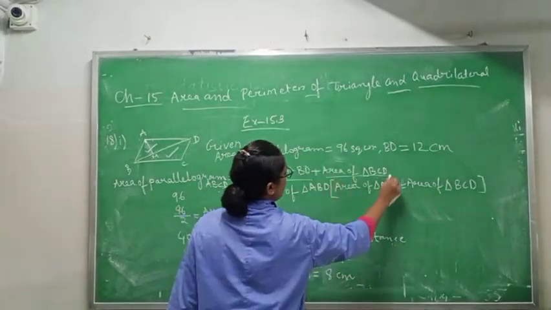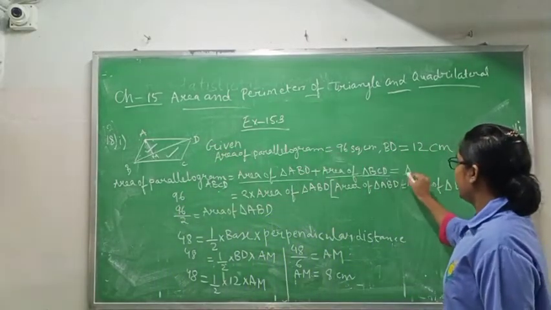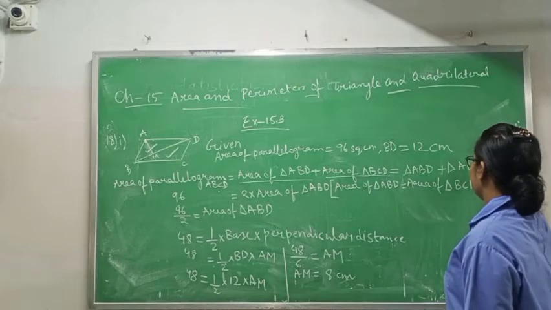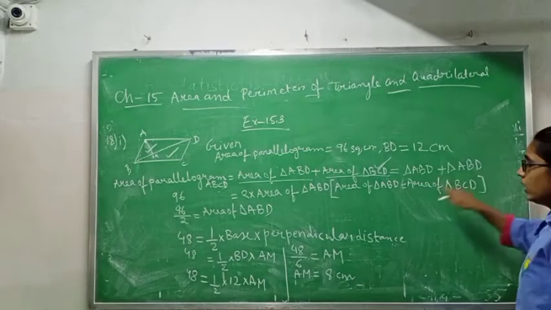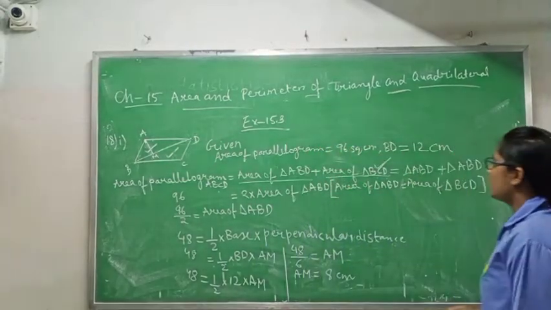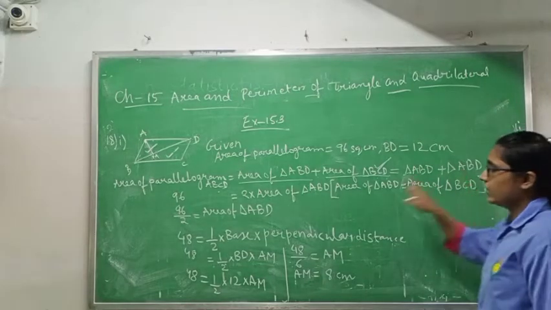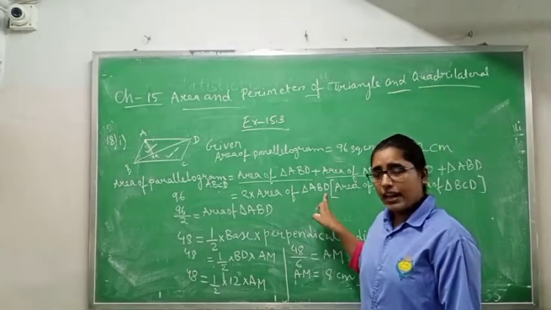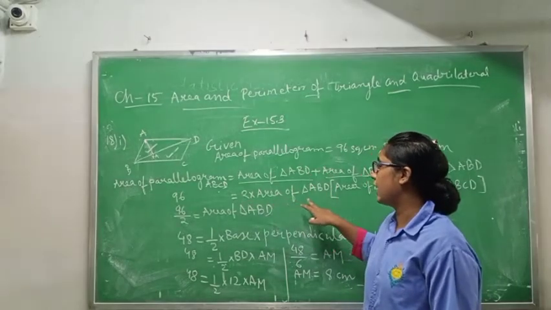So in place of BCD I will write ABD, ABD plus triangle ABD. Why? Because we know that this triangle and this triangle area will be equal. So that is why in place of BCD I am writing again ABD. So ABD plus ABD will give you 2 into area of triangle ABD. Understood this one? Why I am writing 2? Because both triangles' areas are equal, so you can multiply 2 into area of triangle ABD.